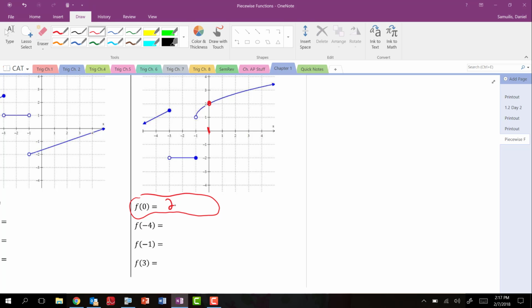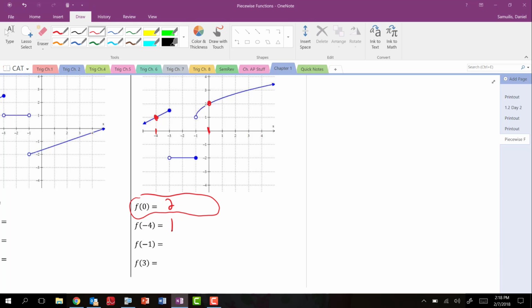Then where do I look at for negative 4? First, second, or third? First. What happens when I plug in negative 4? What do I get? It's actually 1. So I love this. It's really easy to do, but it makes you understand that these pieces are for particular parts of the domain. F of negative 1 is, ooh, careful, first, second, or third?